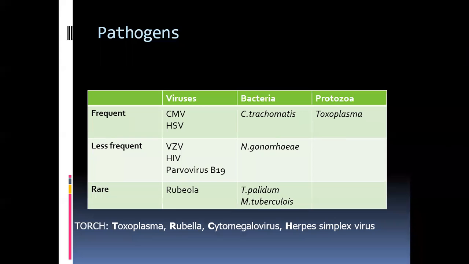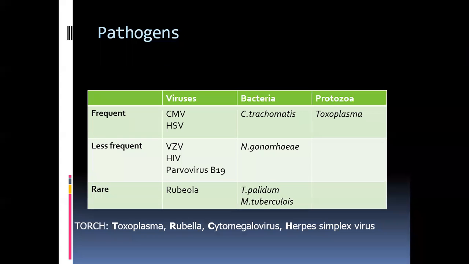The group of viruses, most importantly cytomegalovirus, also herpes simplex virus, rubella virus, and the other herpes virus, varicella zoster virus, HIV, and parvovirus. This is the list of the viruses which can cause disease in infancy and produce this kind of infection.